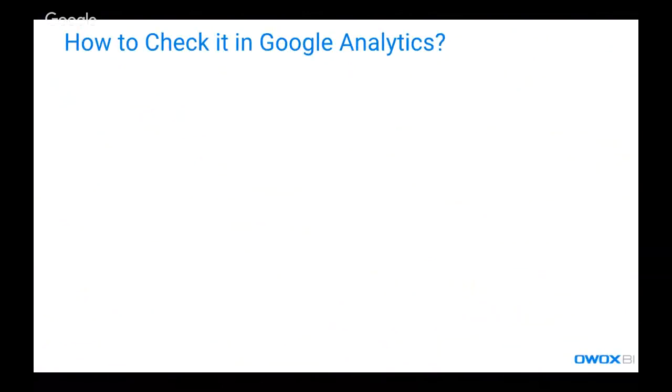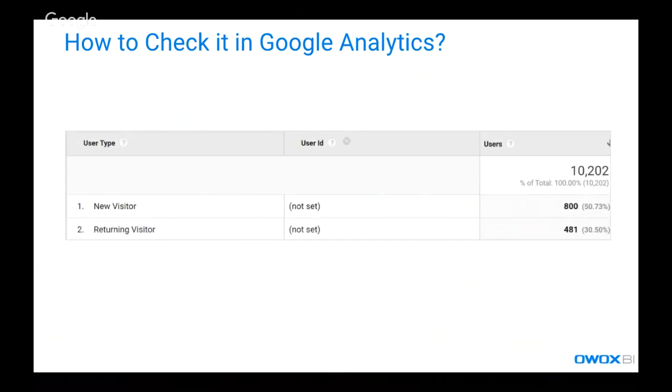So how do you check if you have this problem in Google Analytics? You can build a report where you pull user type and user ID, and check how many users correspond to that particular user ID. You can see that there is 'not set' as a user ID for new and returning visitors, and they have more than 800 users. If that was the same user, there probably would be 2, 3, 5 tops, but not 800 different users. The second way you can check it, I'll show you in just a minute.